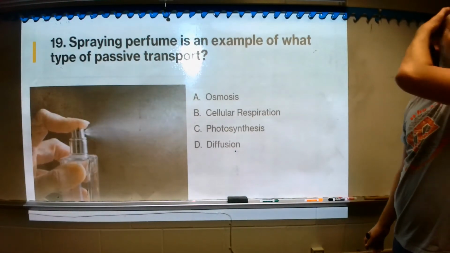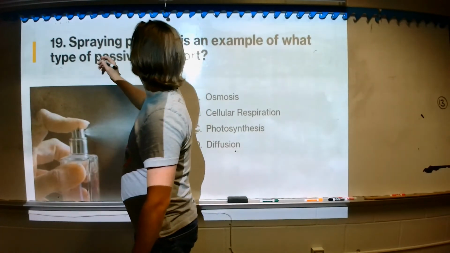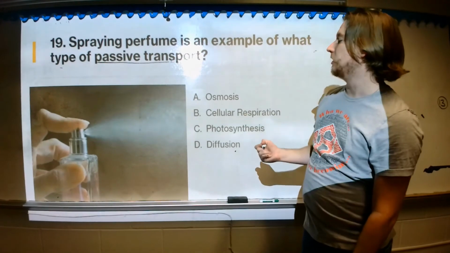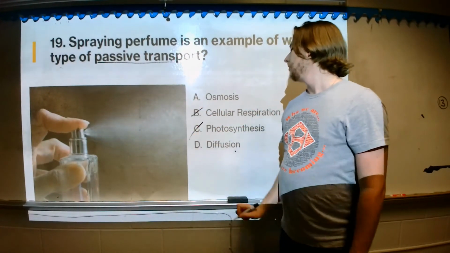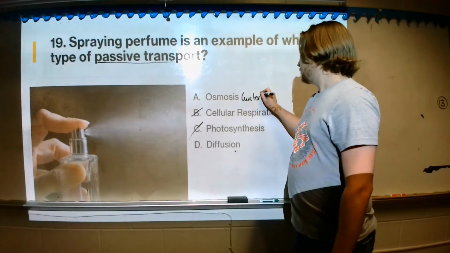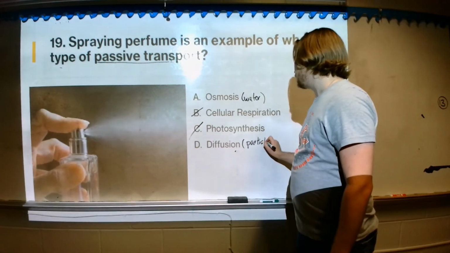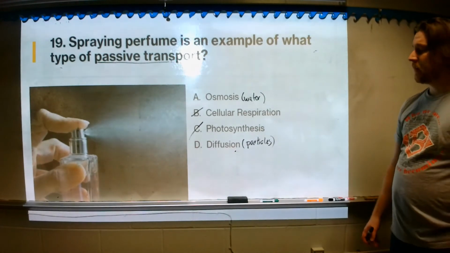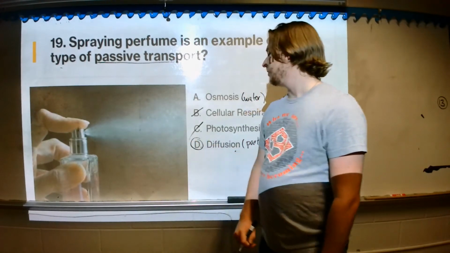Number 19, spraying perfume is an example of what type of passive transport? If it's passive transport, then I know that this is either going to be osmosis, diffusion, or facilitated diffusion. I can cross off anything that is not those things. I know osmosis is the movement of water. I know diffusion is the movement of particles. And so I just have to decide which one perfume is. Now perfume smells really funny, so it's got a whole lot of particles in it. Water doesn't smell funny. I'm going to go with D, diffusion.